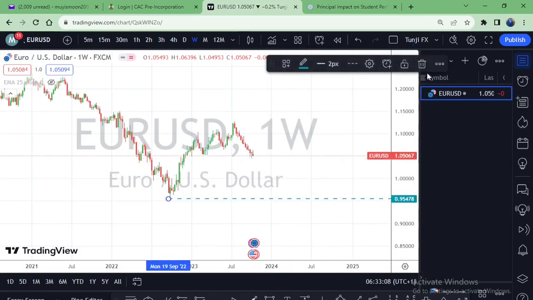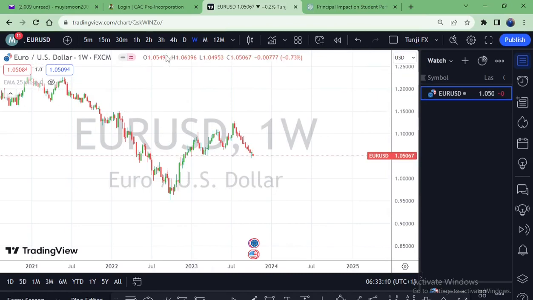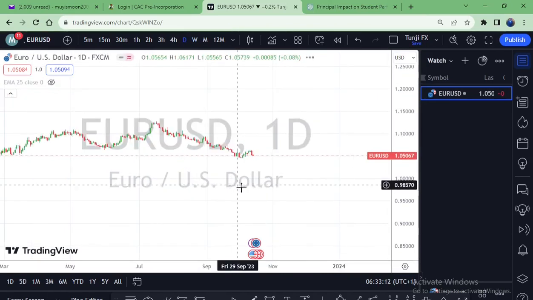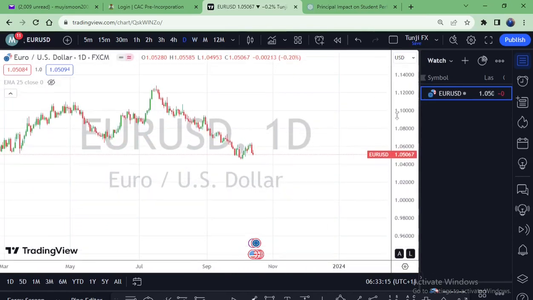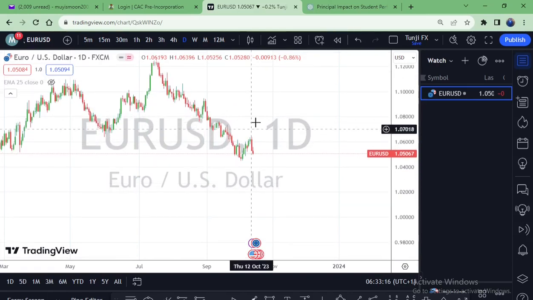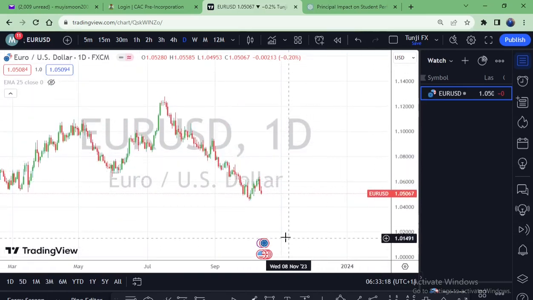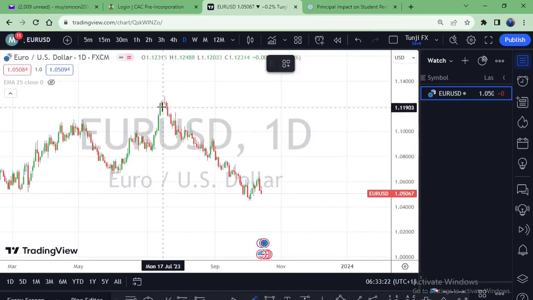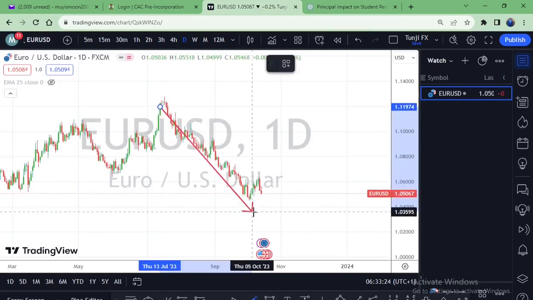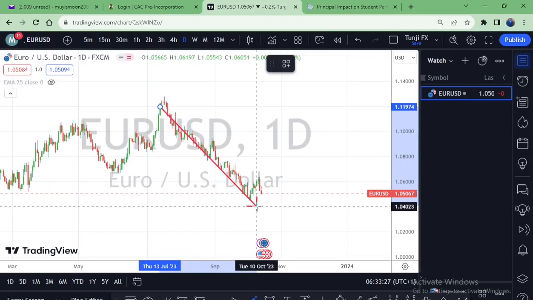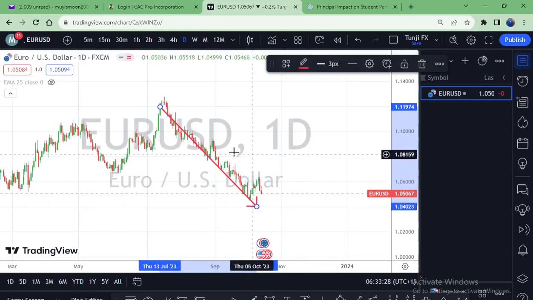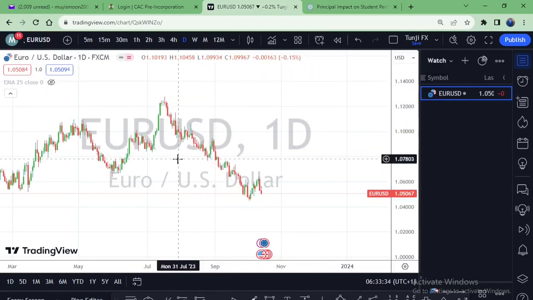So on daily, the monthly and weekly direction is bearish. So you can easily spot the direction on the month, on the week, on the daily rather. Daily is clearly a downward trend.